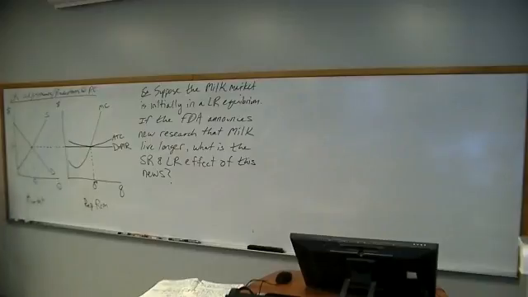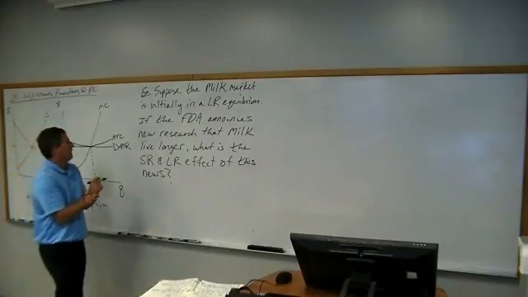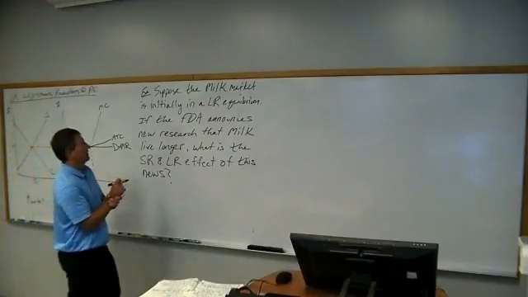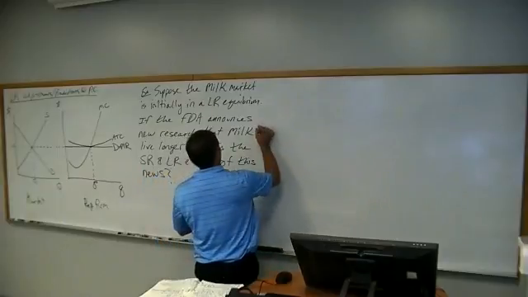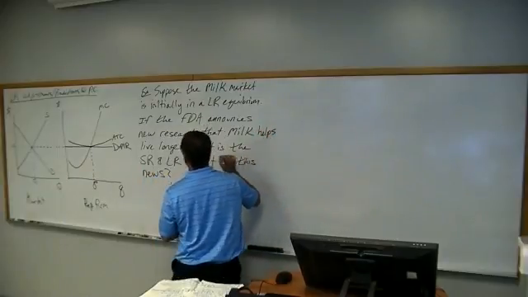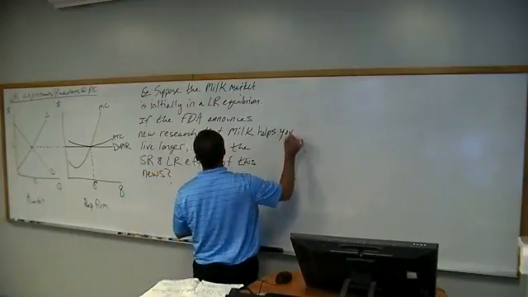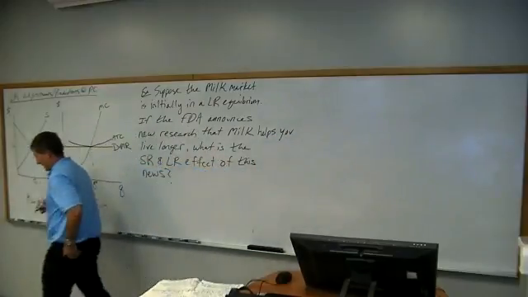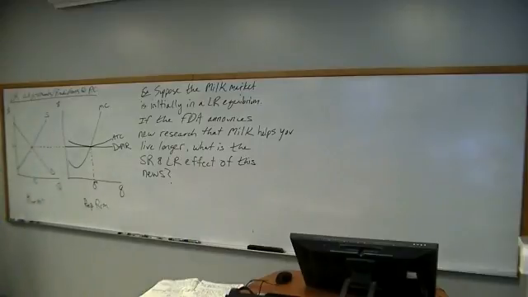So suppose the milk market is initially in a long-run equilibrium. If the FDA announces new research that milk helps you live longer, helps humans live longer, what is the short-run effect and long-run effect?